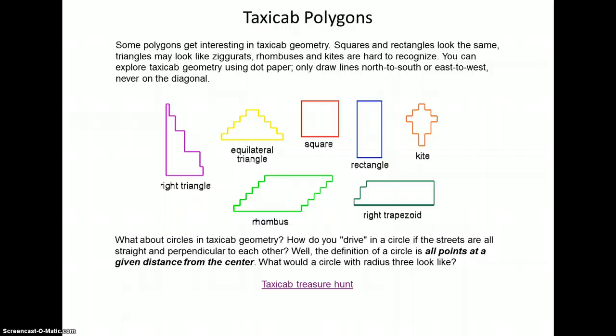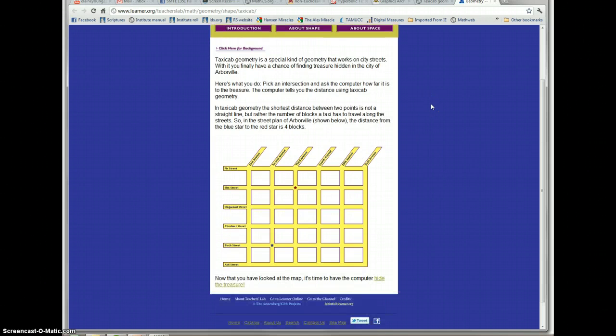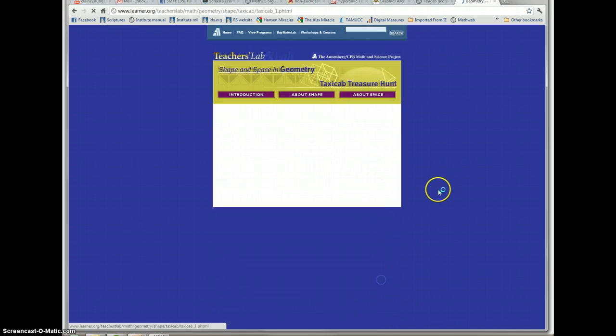Here's a fun online game to play with your students. It's a taxicab treasure hunt. We're again going to visit another website. This is not mine, but it is fantastic. And here we have a map. The streets that go east and west are named after trees. We have fir, elm, dogwood, chestnut, birch, and ash. The streets that go north and south are 1st, 2nd, 3rd, 4th, 5th, and 6th Avenue. And the point of this game is that I, or you as the teacher, are going to hide a treasure at one of the intersections, and the students are going to try and find it.